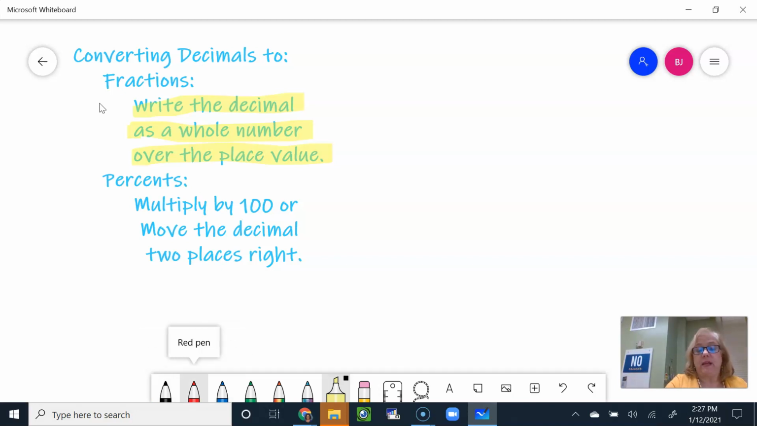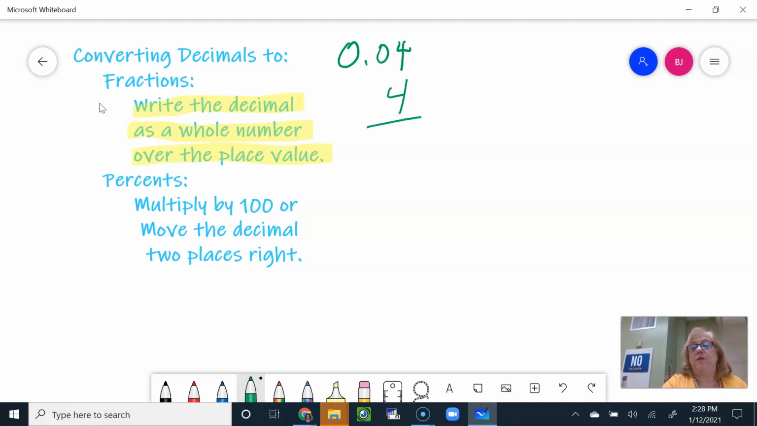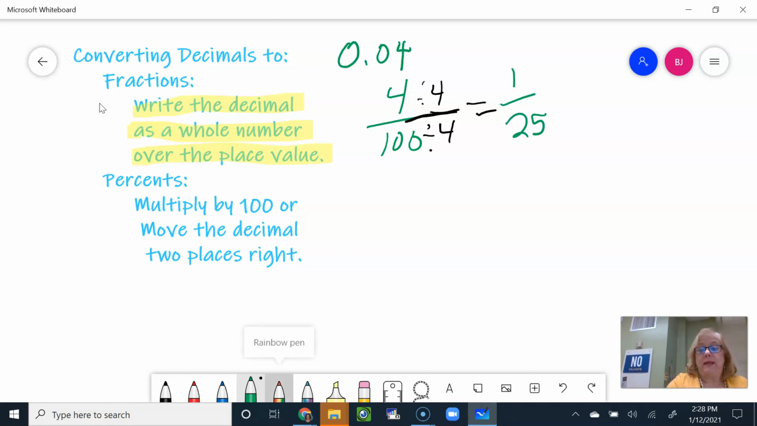So let's do this with the decimal 0 and 4 hundredths. We would write that as 4 over 100. Well, that can be simplified because they both can be divided by 4. Remember, whatever you do to the top, you have to do to the bottom. So 4 divided by 4 is 1. 100 divided by 4 is 25.